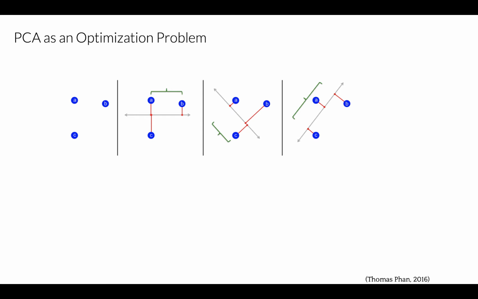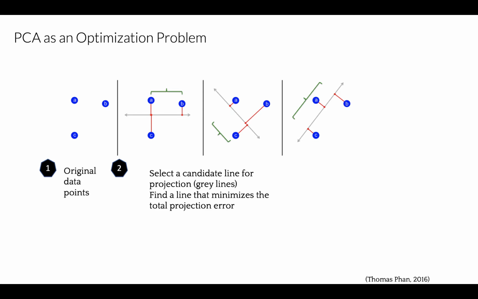Computing principal components can be understood as an optimization problem. Here we have 3 data points, blue dots, placed in 2-dimensional space. The first principal component, PC1, can be any one out of, let's say, an infinite number of lines that occur in a space. So we need to select a candidate line for projection. Here, the candidates are gray lines. PCA optimization can be seen as the problem of selecting the line that minimizes the total projection error, also known as the reconstruction error.